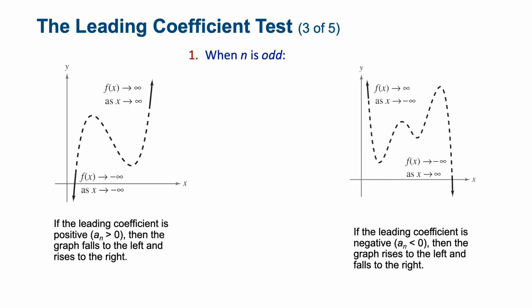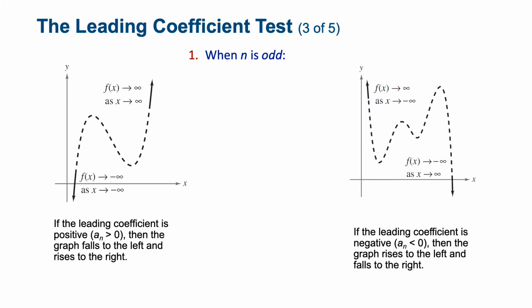Okay, so if the degree of the polynomial is odd, and it has a positive leading coefficient, meaning the number in front is positive, as x goes to negative infinity, f of x will also go to negative infinity. And as x goes to positive infinity, f of x also goes to positive infinity. We don't exactly know what goes in the middle, but we do know how it ends up on the ends of the graph.